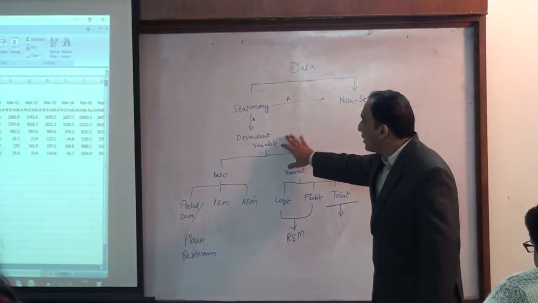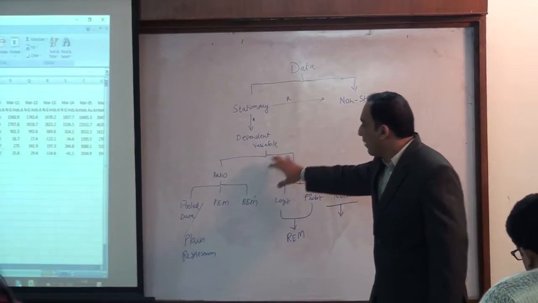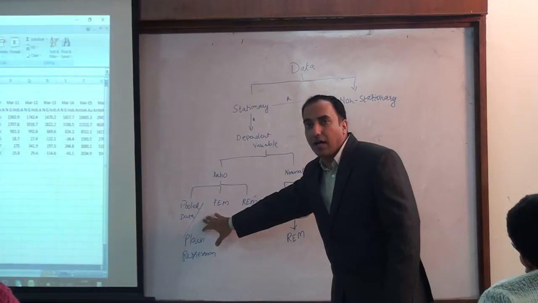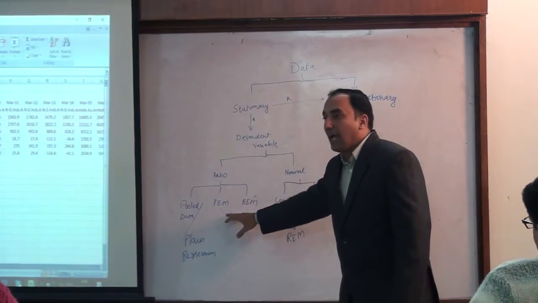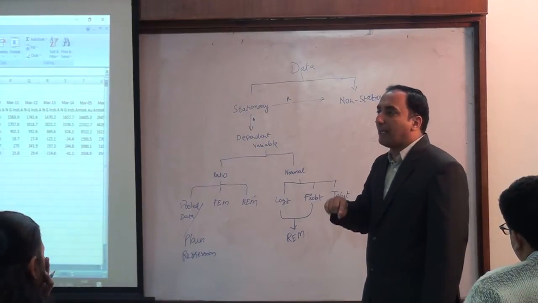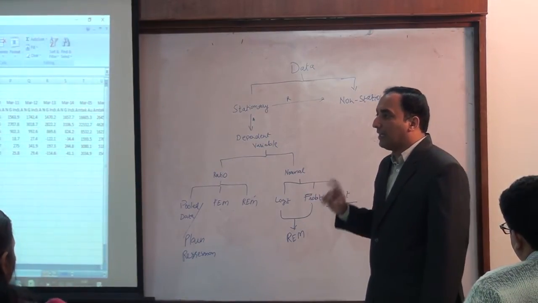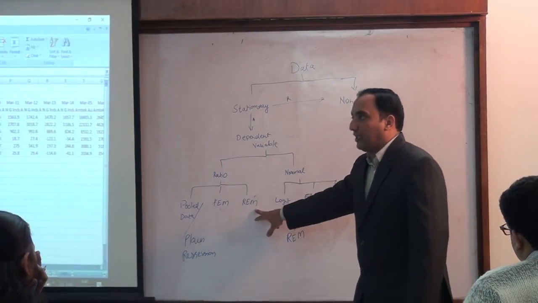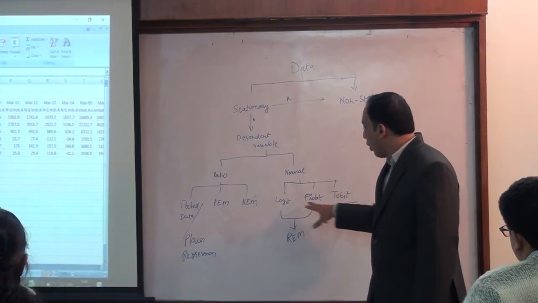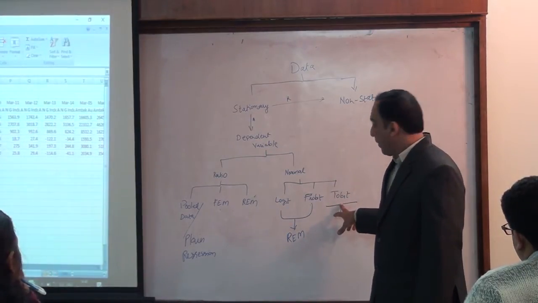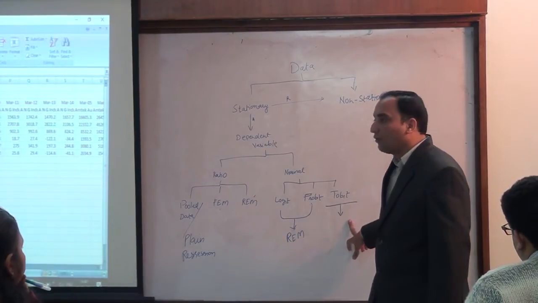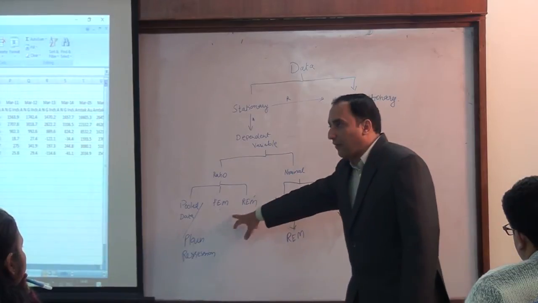After checking stationarity, you check the dependent variable, whether it is ratio scale or nominal scale. If it is ratio scale, you can do pooled data or panel data, FEM or REM. But if either your dependent variable or independent variable is a dummy, you cannot do FEM, you have to do only REM. If your dependent variable is nominal, you have to go for a logit model, probit model or a Tobit model, and they are all done with the help of REM. All these three can be done using REM. You cannot use FEM.